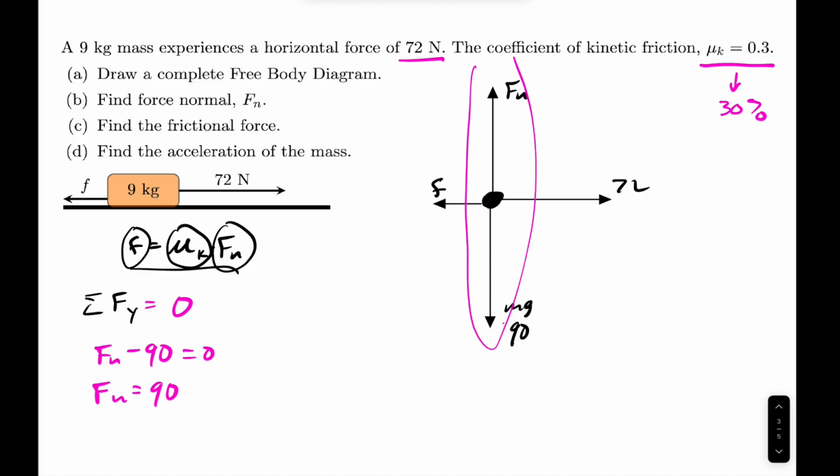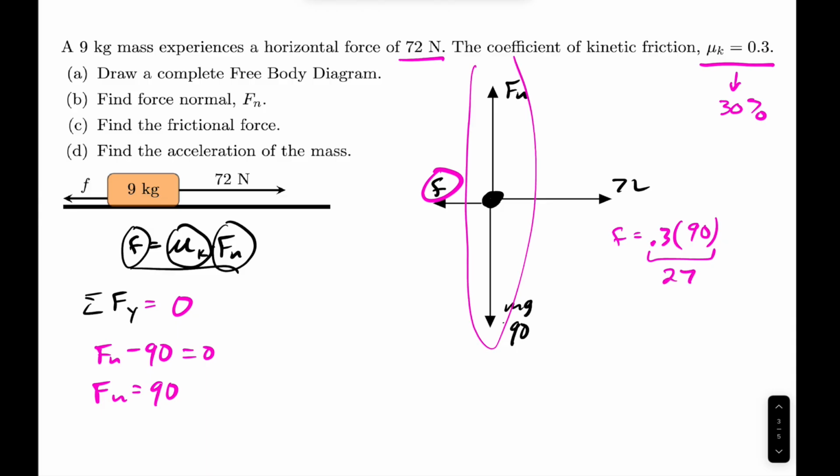Now, in the horizontal direction, I have this frictional force, and I've got to figure out what that is. But what I can say is, oh, I get it. The frictional force is equal to 30% of force normal, which is 90, right? So now I know that the frictional force, 30% of 90, would be 27.